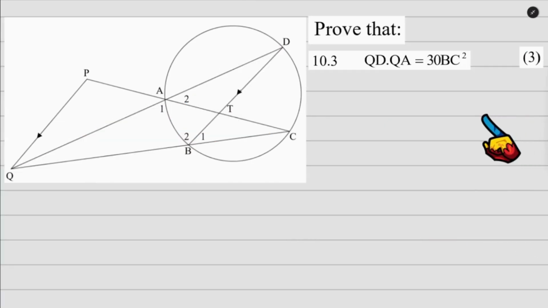The last question in question 10 asks us to prove that QD times QA equals 30 BC squared.